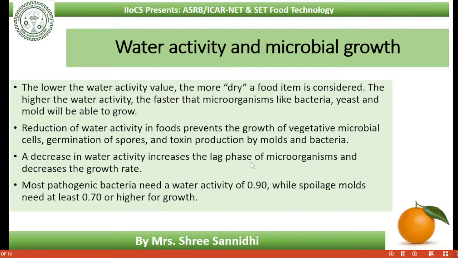So the lag phase in the microbial growth curve is the phase where the microbial growth will be least, okay, will be very slow. Okay, if water activity is decreased, then the lag phase of the microorganisms will increase, and this will decrease the growth rate of the microorganisms. Most pathogenic bacteria need a water activity of 0.9, while spoilage molds need at least 0.7 or higher for growth.